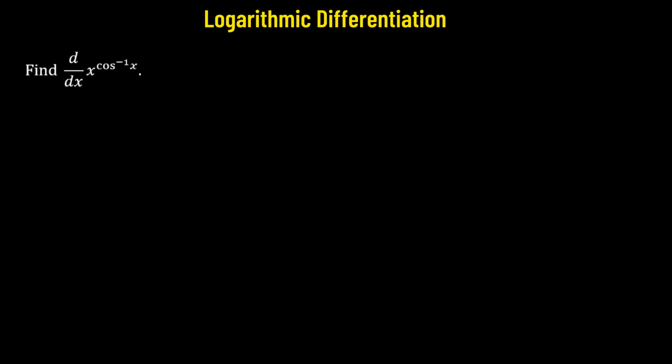We need to find out the value of the derivative of x raised to the power of cosine inverse of x with respect to x. So we'll begin by considering our function to be equal to y, such that y is given by x raised to the power of cosine inverse of x. So we're going to use the method of logarithmic differentiation here.